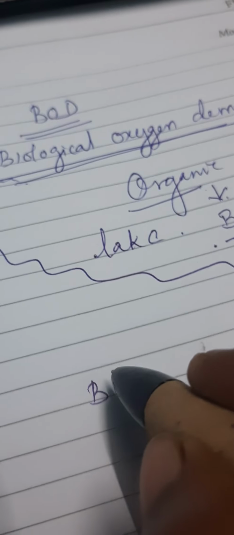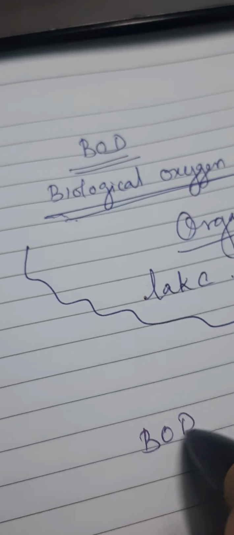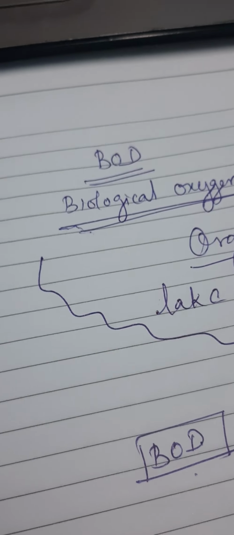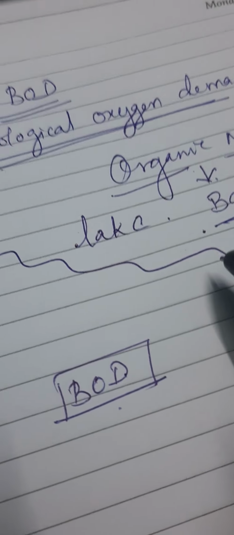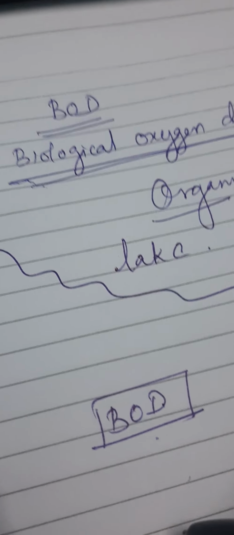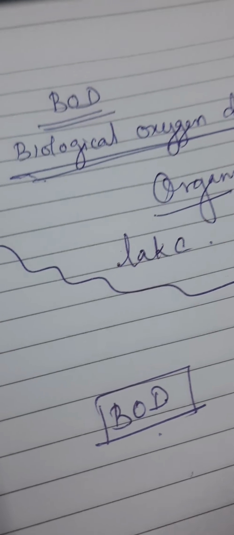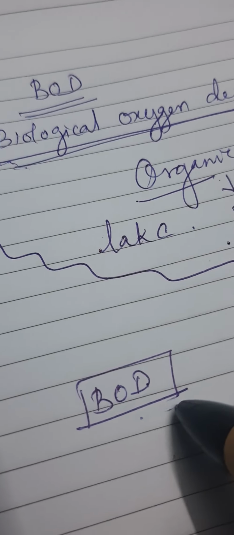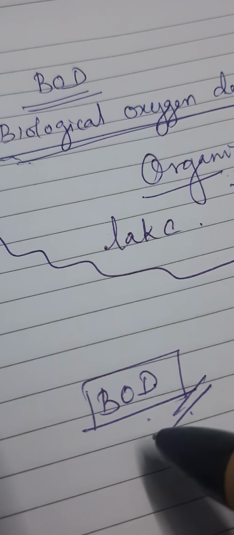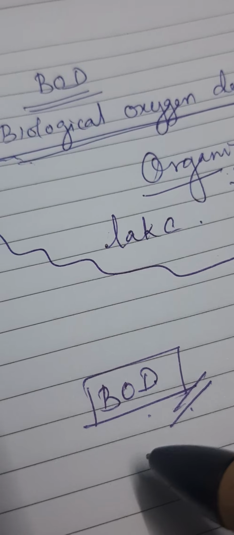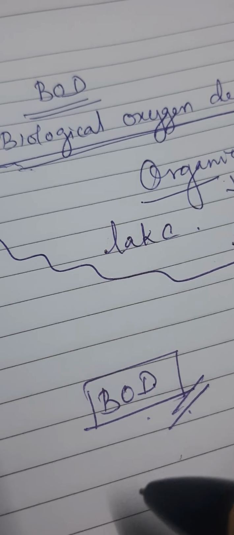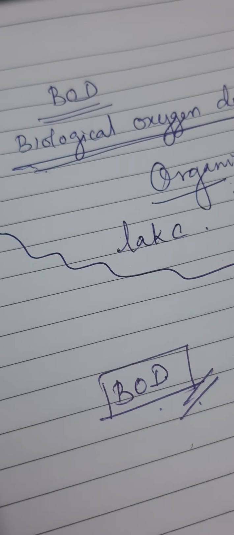Biological oxygen demand is the amount of oxygen consumed by bacteria and other microorganisms while they decompose organic matter under aerobic conditions. So that will be the definition for BOD. Okay, it's the amount of oxygen consumed by bacteria and other microorganisms when they decompose organic matter under aerobic condition.